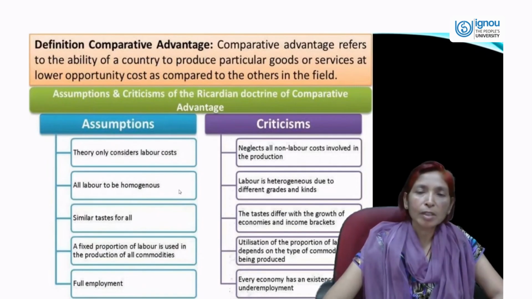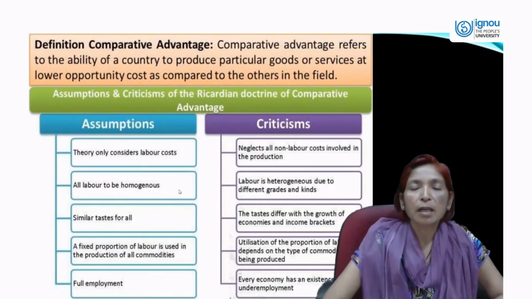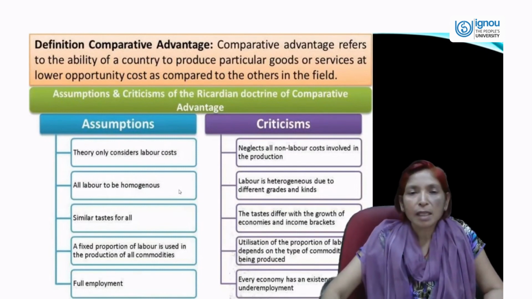Next, labor is not homogeneous; labor is heterogeneous due to different grades and kinds. Next, the taste and preferences of the consumer will not always remain the same. The taste differs with the growth of economies and income brackets. Next, the utilization of the proportion of labor depends on the type of commodity being produced. A fixed proportion of labor can't be used for the production of all goods. Next is full employment. Every economy has some underemployment because full employment is a very rare situation and it cannot be achieved very easily.